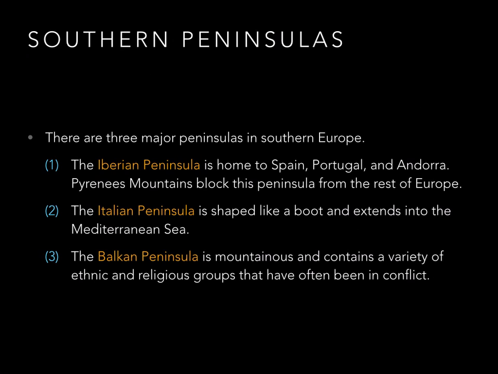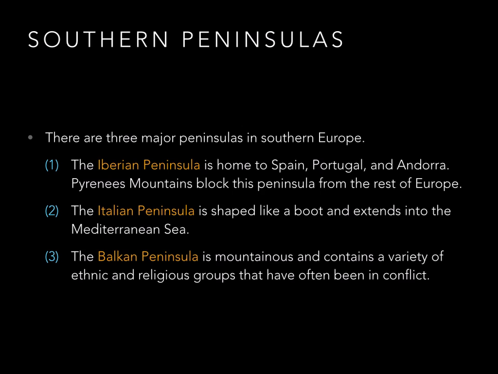Southern peninsulas. There are more peninsulas in the south of Europe. Three major ones. The first one, the Iberian Peninsula. It's home to the countries of Spain, Portugal, and the tiny mountain nation of Andorra. The Pyrenees Mountains block this peninsula from the rest of Europe.